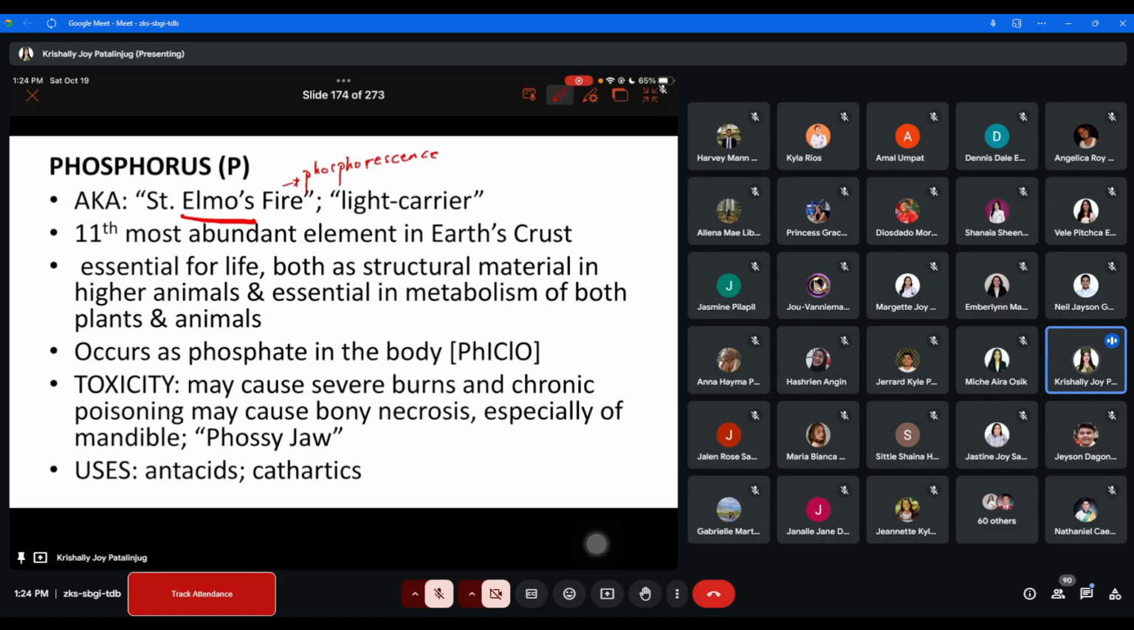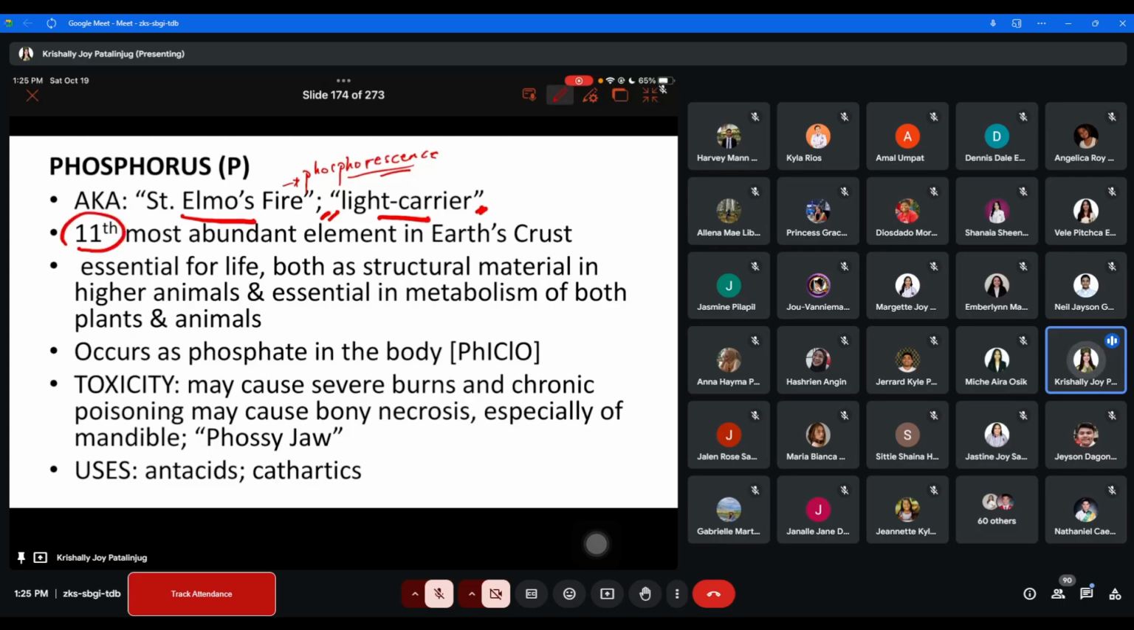Phosphorescence. Ito yung light being emitted ng mga materials containing phosphorus when they are exposed to light. Somehow, resemble daw sila of the same light being or glow being emitted. It's a light carrier. Okay, kumbaga, term lang siya, resembling to phosphorus as an element.